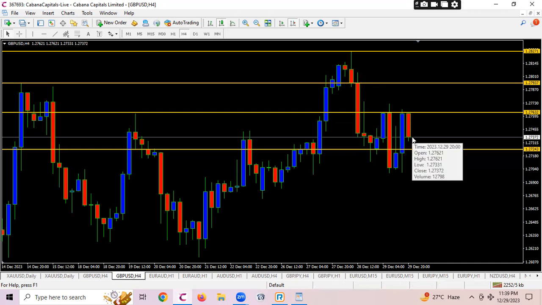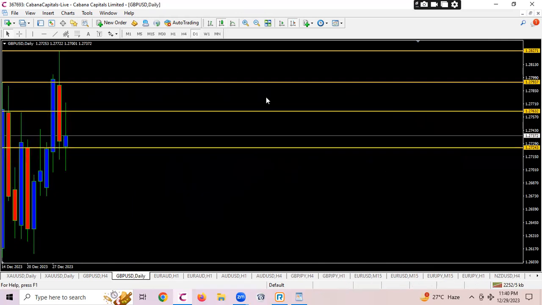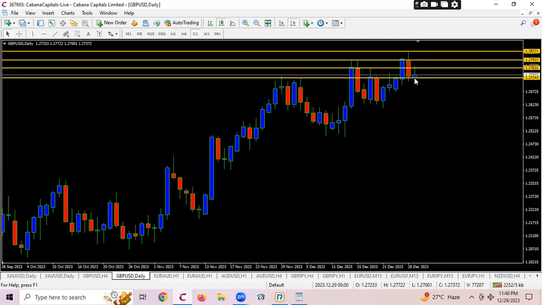But now the market is trading at this level. So next week, I'm considering selling if this support is broken or price pulls back to this level, which is supposed to be our entry level. So if you see that price goes back up to this level or price breaks this support level that we identified on daily, that is when I'll consider selling GBP USD.